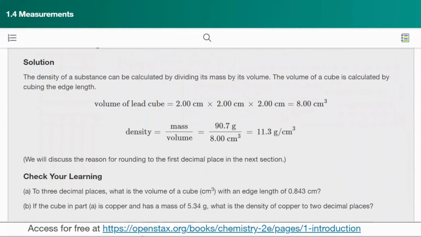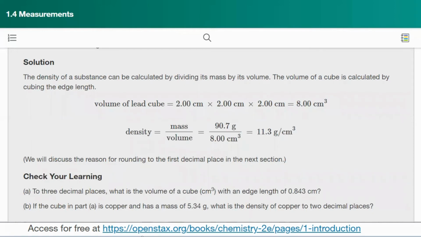Solution. The density of a substance can be calculated by dividing its mass by its volume. The volume of a cube is calculated by cubing the edge length. In this case, it's a cube that's 2 centimeters on each edge. So we take 2 centimeters times 2 centimeters times 2 centimeters, and we get 8 cubic centimeters.